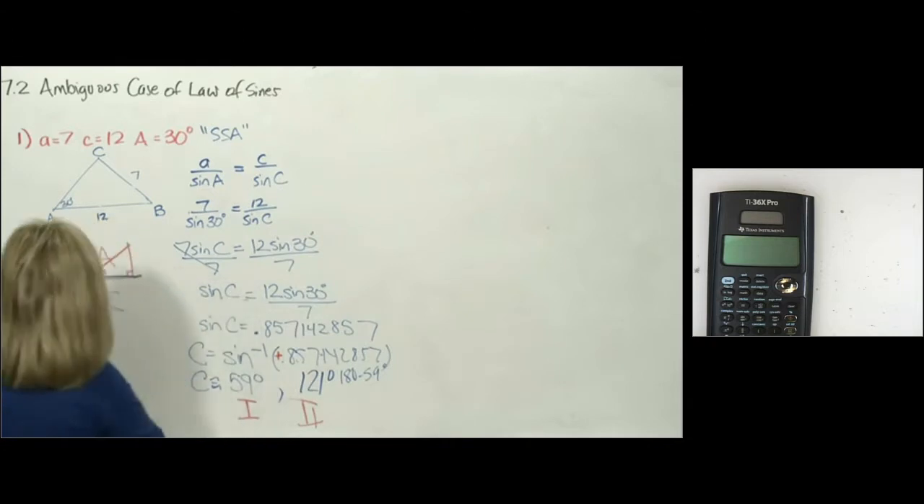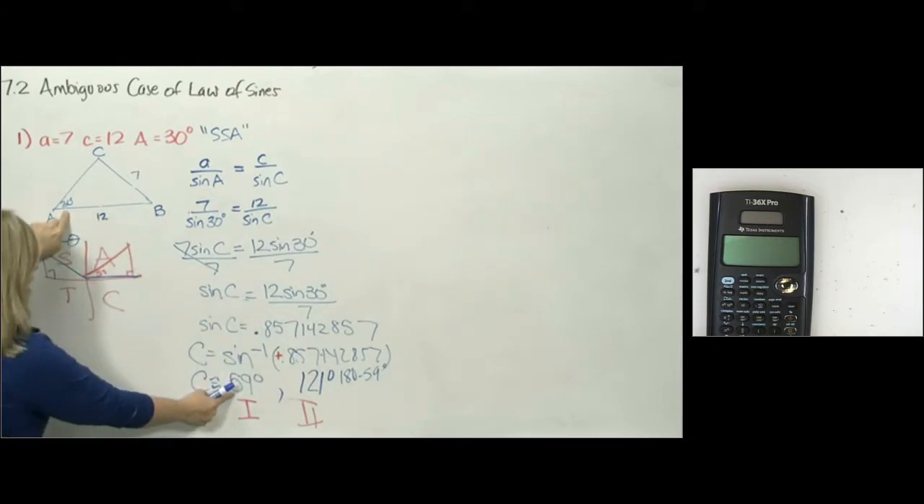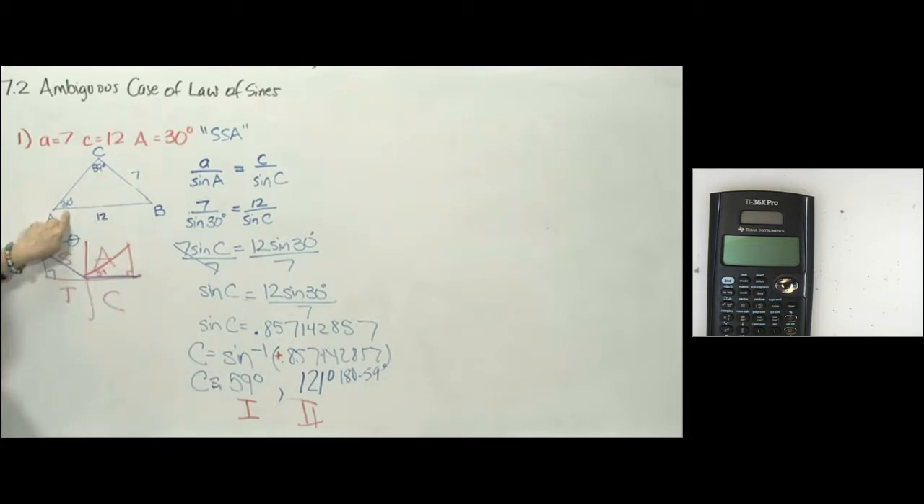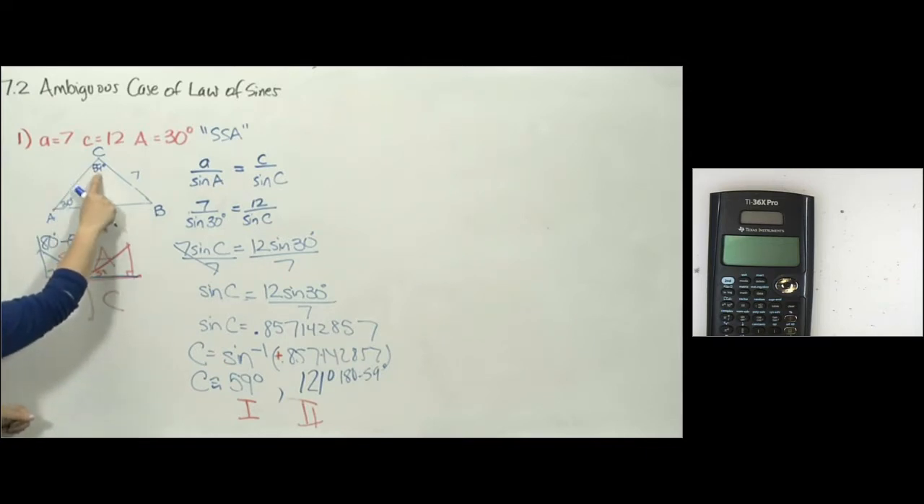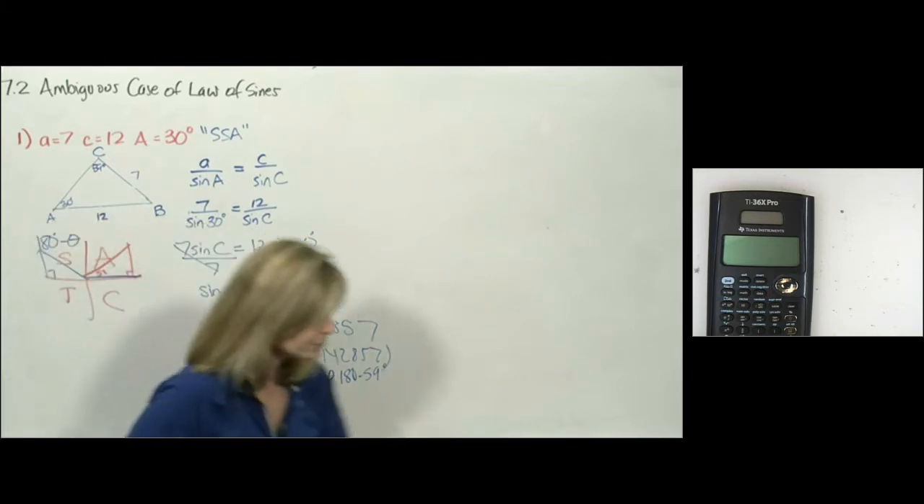You know in the original triangle, this angle is 30 degrees. It's not going to change. You just found out angle C could be 59. Now you tell me, guys, does this make sense? Could you have a triangle that has a 30-degree angle and a 59-degree angle and still have enough room to make the third angle? Sure you could.